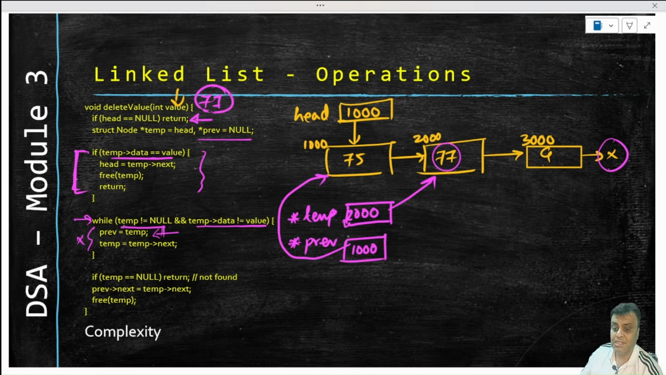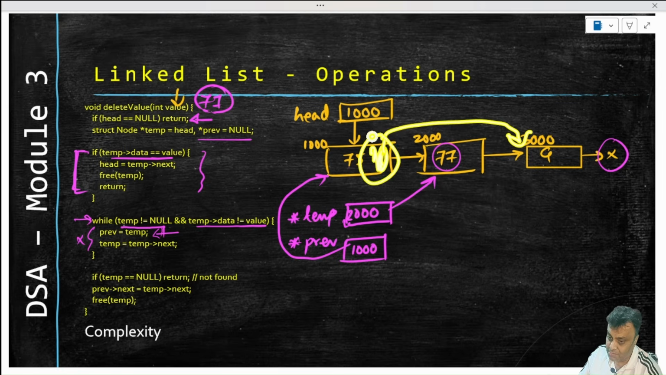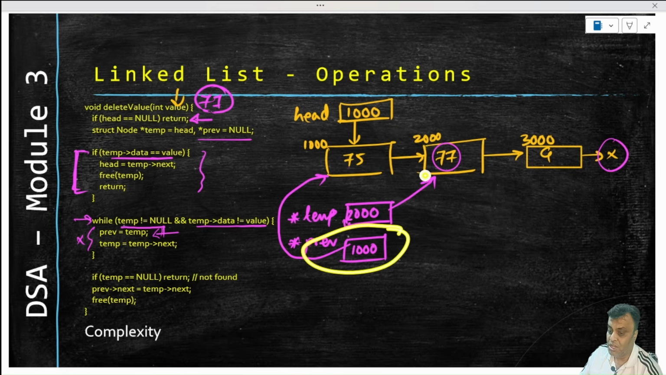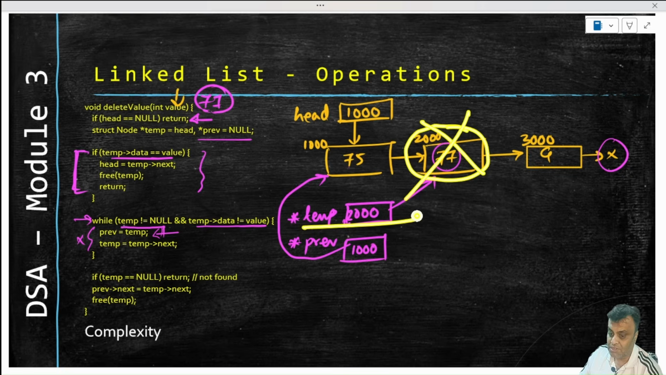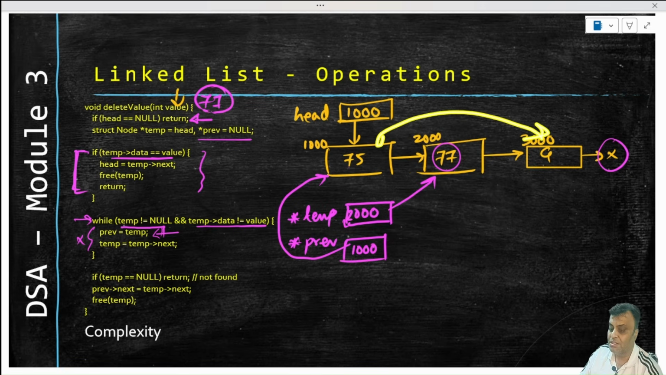Now why was this necessary? We are talking about delete. If this is deleted, don't you think I need access to this next so that it can point here? So I need some prev, and that's why this prev. You need two pointers: one pointer to point here which you will free, which is temp, and one pointer to point to the previous which will actually take it here. And that's exactly what you did here.